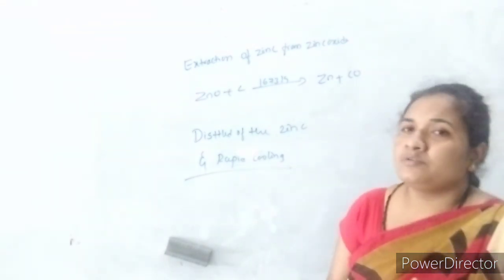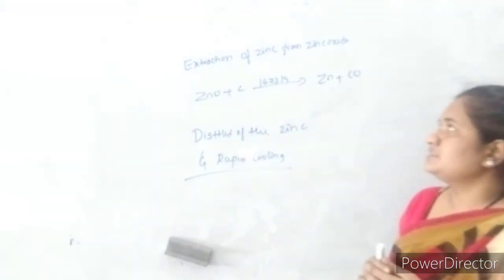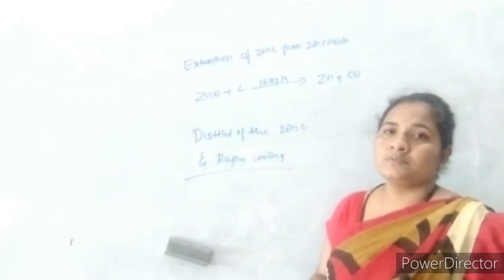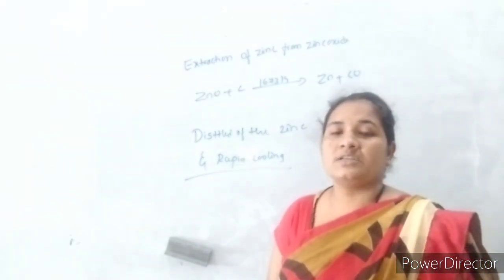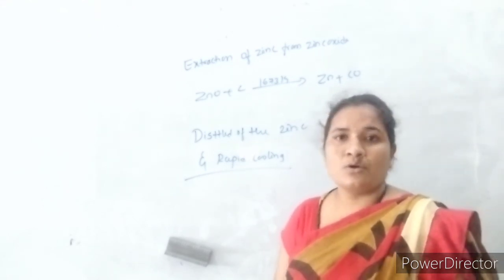This is about extraction of iron from its iron oxide and extraction of zinc from zinc oxide. In the next video we will discuss one more application, that is the extraction of copper from its ore.